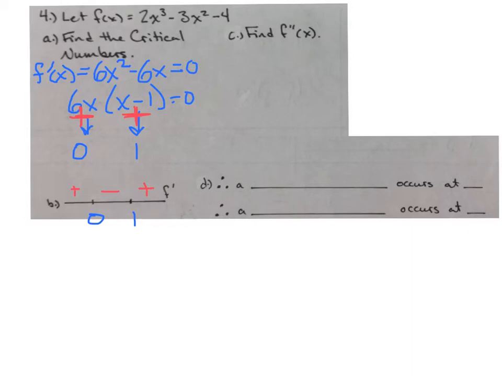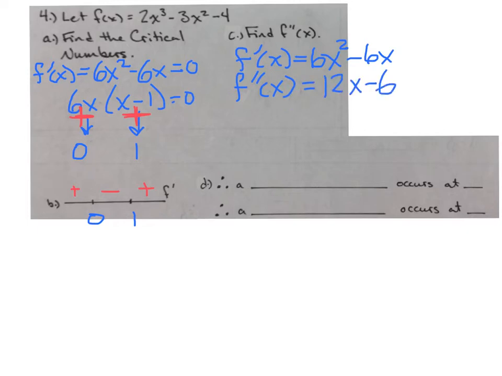In part C, it asks us to find the second derivative. So since the first derivative was 6x squared minus 6x, to find the second derivative, we just take the derivative of that, and we'll get 12x minus 6. Now, we can use this space to help us figure out part D. Where do the local minimums and maximums occur?